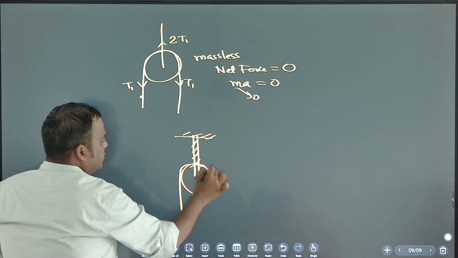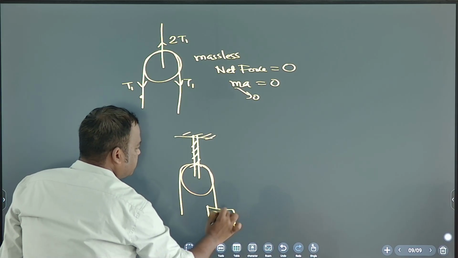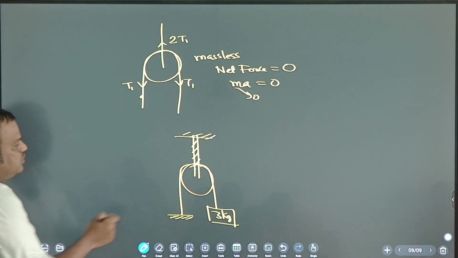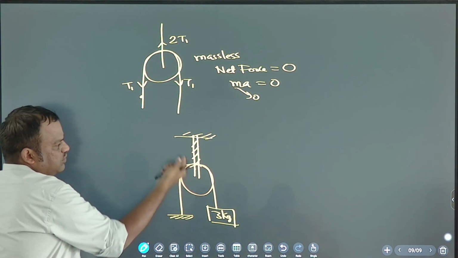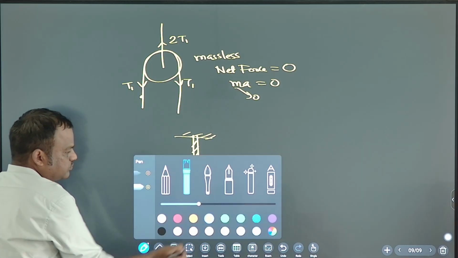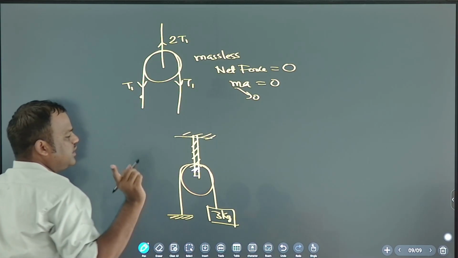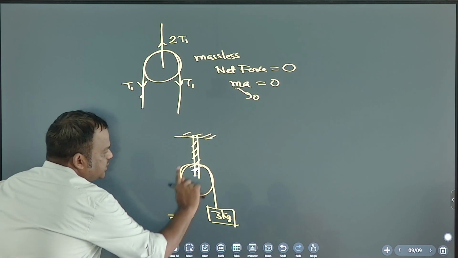So now you answer this. Suppose this is a 3 kg block. What is the clamp force? Can you answer? Force exerted by clamp. How much? 60. Very good.